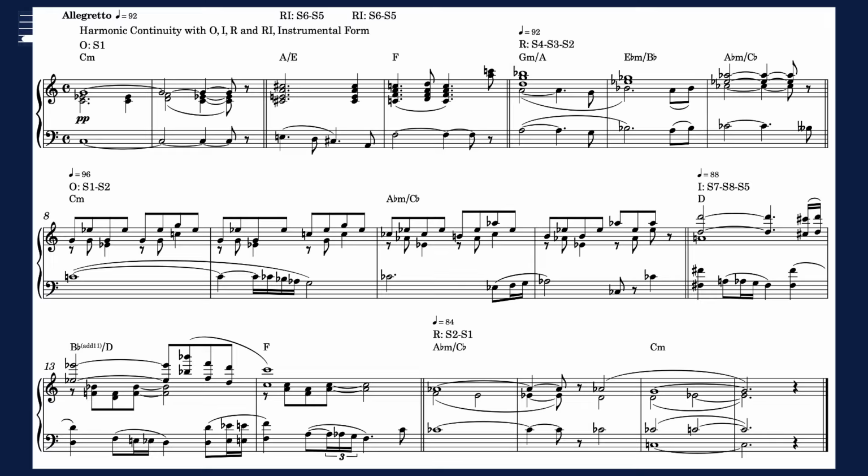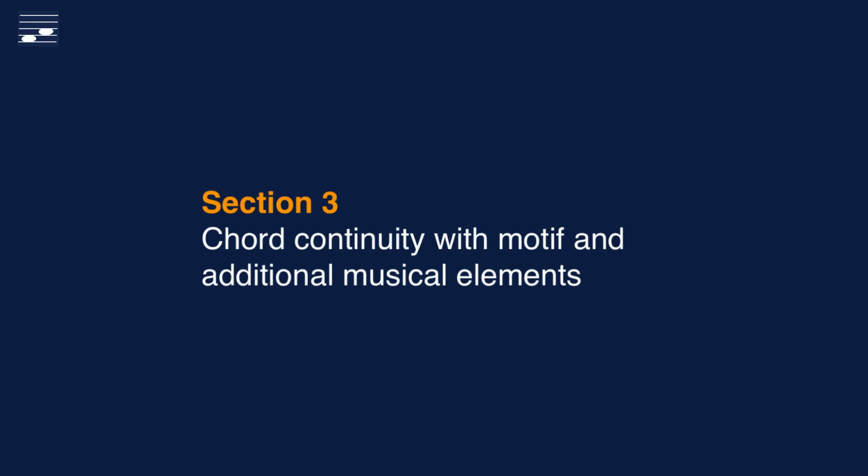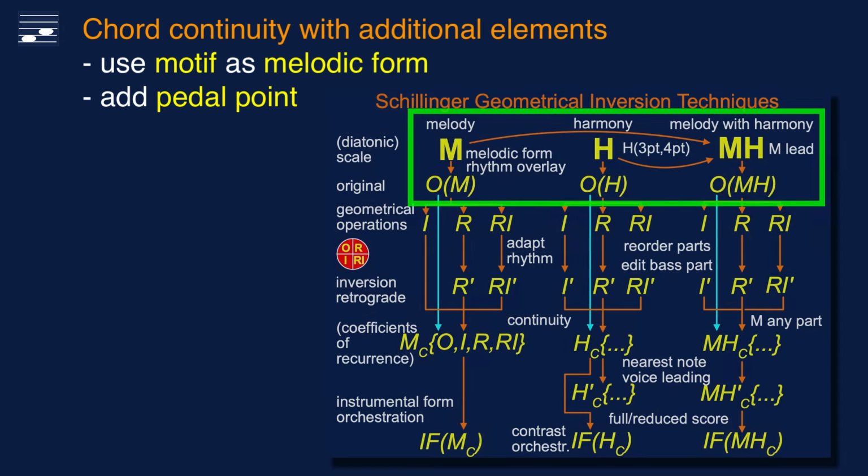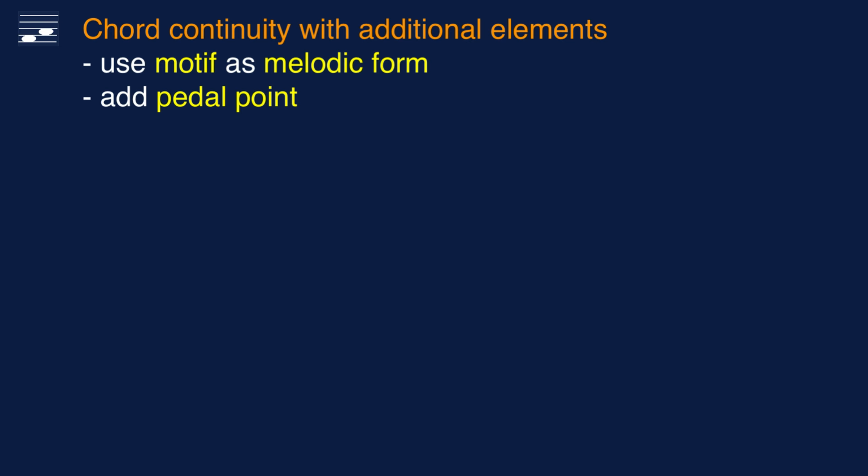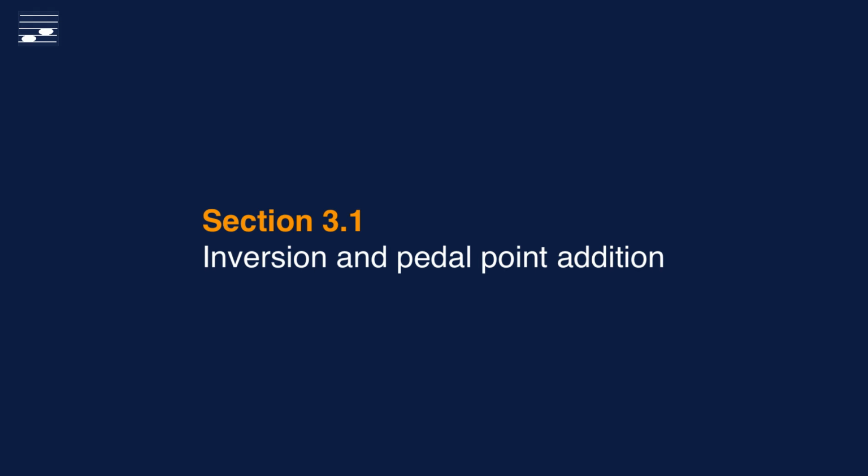Whereas in the first example the focus was on the harmony, from here on we will add melodic elements to the extended chord continuity. There's a motif used as melodic form, and we'll create occasional denser chord structures plus add pedal point. We start with the latter aspect.